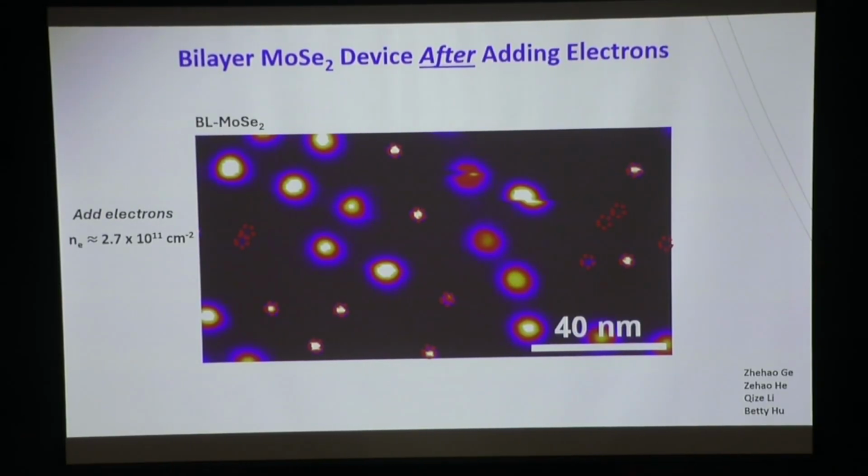They're trying to form a triangular lattice, but they are frustrated by the defects. So I would call this a Wigner solid. It's a crystal. It's a solid of electrons trying to be a crystal. Now let's add more electrons.